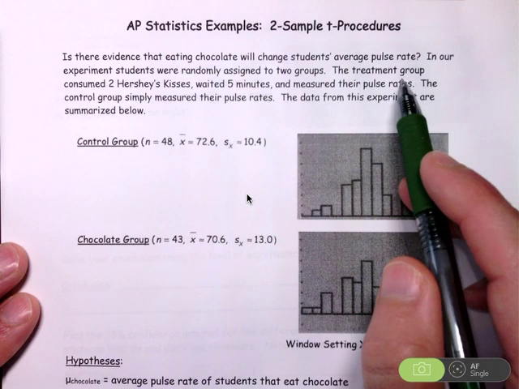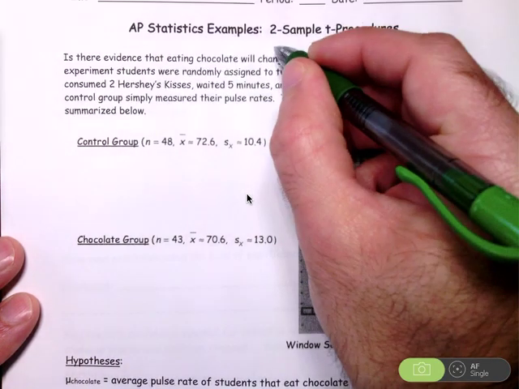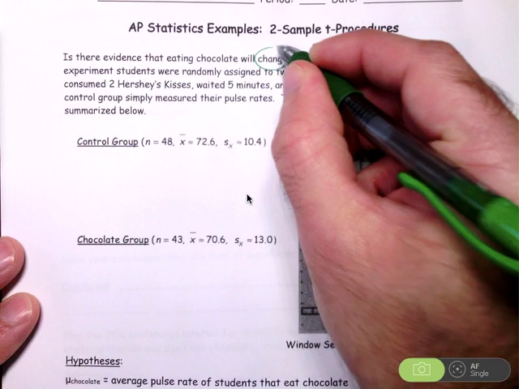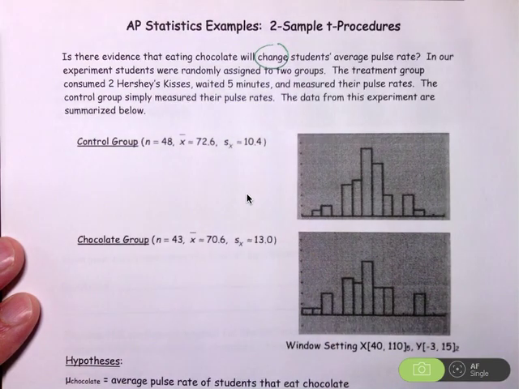Now, notice the way that I wrote this, I'm looking for evidence of a change. So maybe eating chocolate, because chocolate has caffeine in it, maybe that will increase your pulse rate. Although maybe the opposite could occur. Maybe people that like chocolate will eat chocolate and then they actually go to their happy place and they feel more relaxed because they're enjoying something that they really like, chocolate. So let's see if we can just find evidence of a change. I'm not particularly sure which direction it might be.